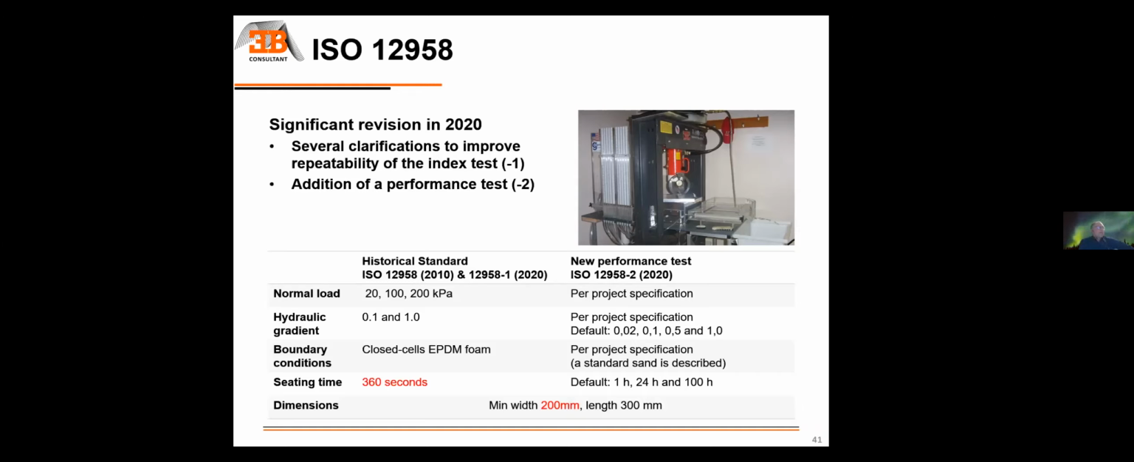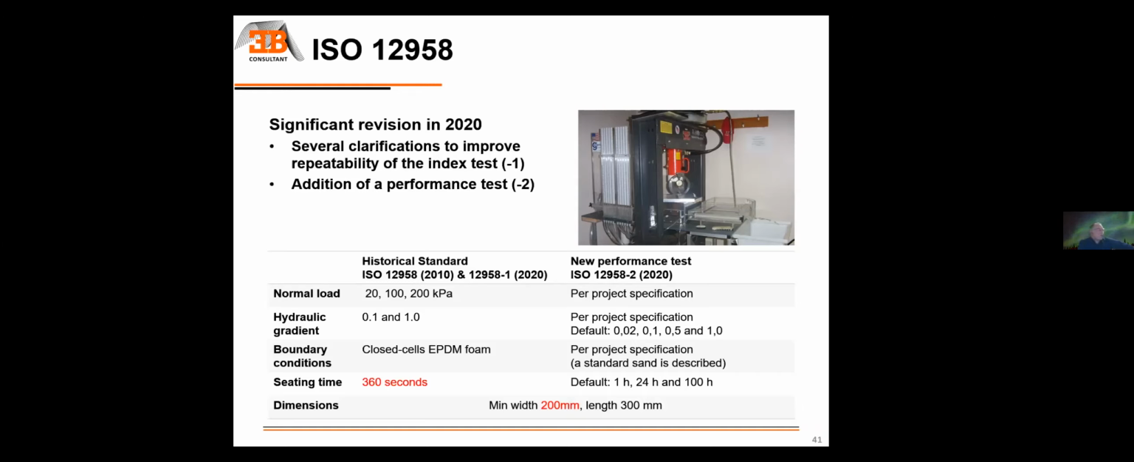So the way it was, there were some revisions in 2020, and I'm going to describe what's the new test, which is again being published. It's going to be out in the next couple of months. In the historical standard, we had 3 normal loads that were predefined: 20, 100, and 200 kPa.